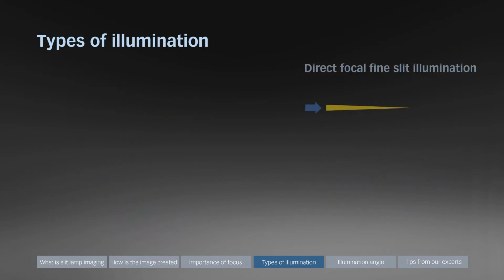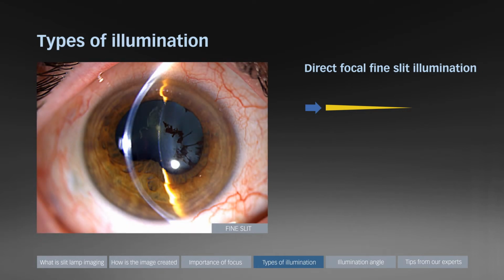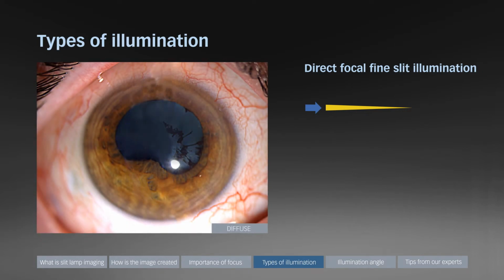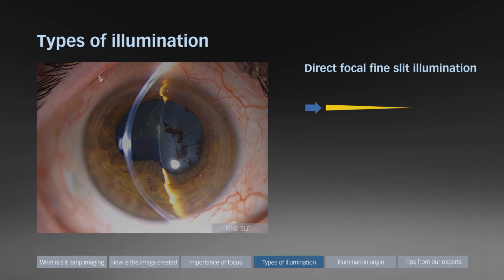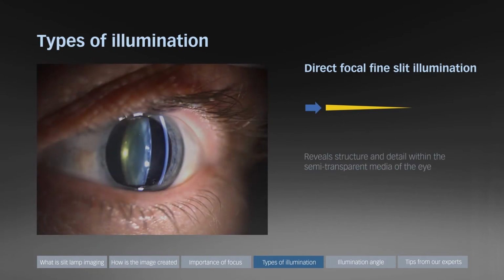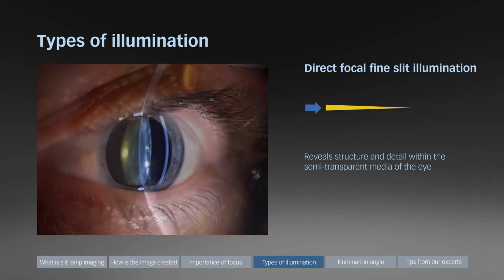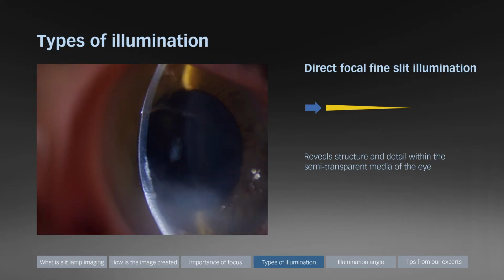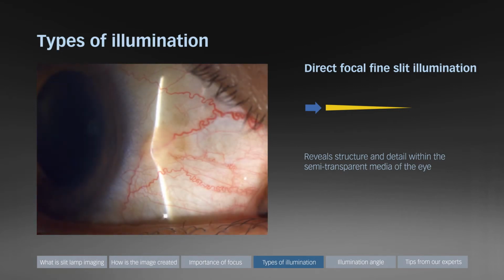Direct focal fine slit illumination. Direct focal fine slit illumination delivers a narrow high-intensity slit beam. For comparison, the same eye with diffuse illumination only, and here again with direct focal fine slit illumination. Fine slit illumination can be used to reveal structure and detail within the semi-transparent media of the eye. It also assists with locating the level where pathological changes occur, and finally allows visualization of topography.